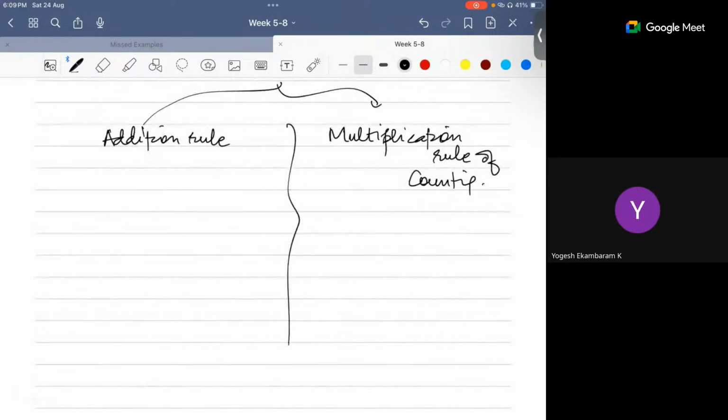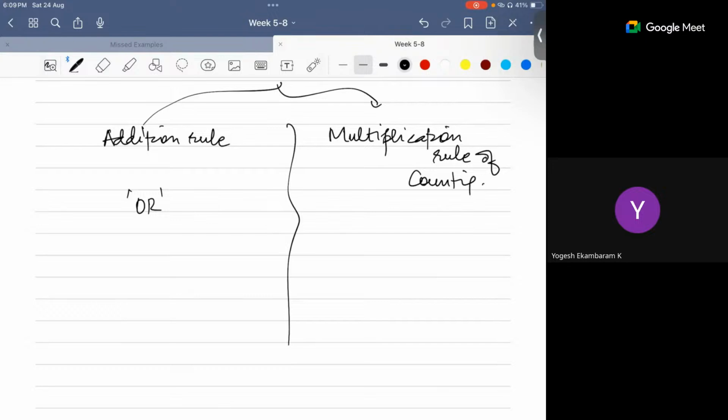Okay. See, wherever you have the word "or", I mean to say that if you are given action A, and that can occur in N1 different ways, and you have an action or event B, and both of them occur in N1 and N2 ways, and you are asked to calculate the total number of ways such that either A or B will occur, wherever you have the word "or", you can use this addition rule.